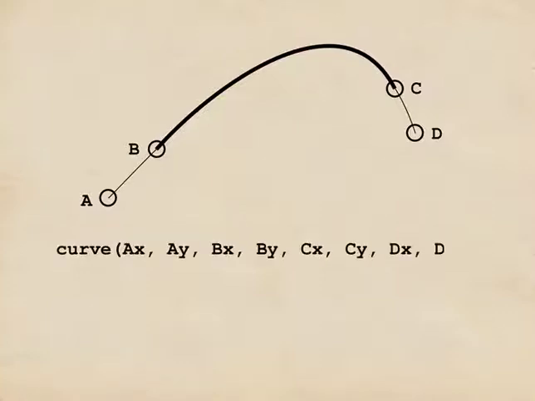Let's create a little curve. I'll have points A, B, C, and D. Here's the curve that would go through them, and here's the curve that Processing draws. Of course, we know to draw that thick curve between B and C, we can call curve, handing it the 8 numbers that are the XY values of the 4 points. But okay, let's get back to finding a point on the curve.